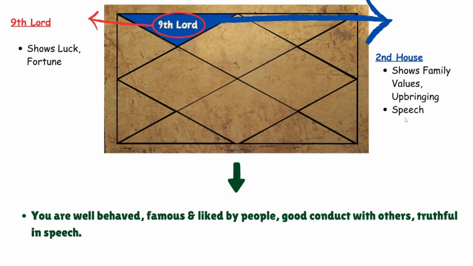Now, the ninth lord shows luck and fortune, and the second house shows the family values, the upbringing. It shows one's speech. So if it is well placed, it shows that you are very well behaved, you follow all the moral principles. You are truthful, you are famous, you are liked by all the people around you. Generally, you have very good conduct with others, which is why you are famous.